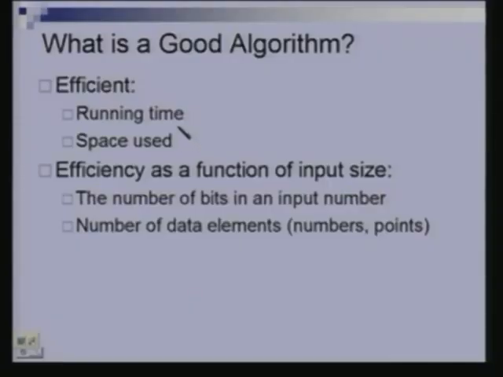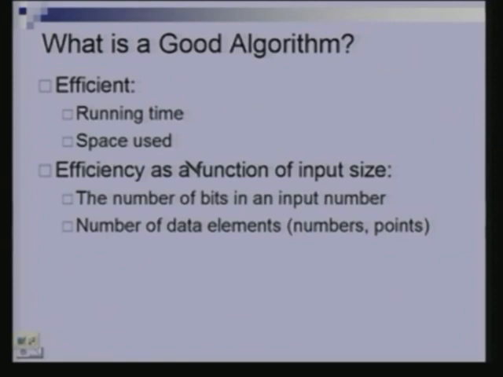Most of our time we would be spending with running time. Of course, we will also be analyzing the space, but most of the time would be spent worrying about the running time of our algorithm. And we would be interested in the efficiency of algorithms as a function of the input size.